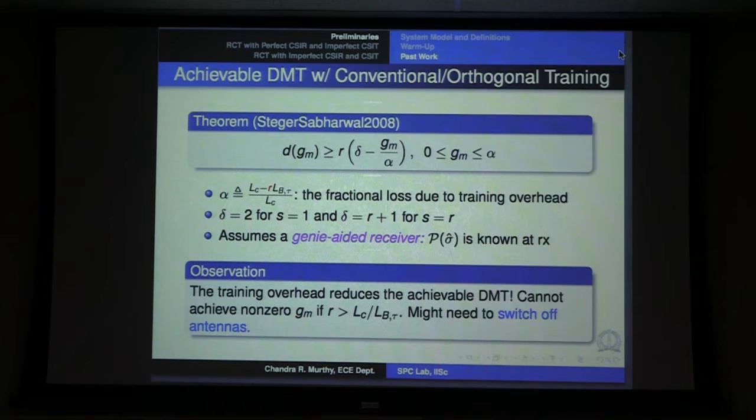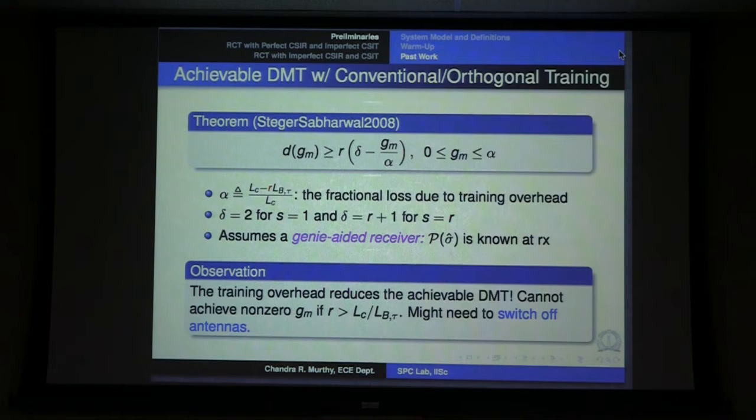And if you use S equals R, then delta turns out to be R plus 1. So that's basically the result derived in that paper. And that's true for GM between 0 and alpha, where again alpha is the fractional loss. In fact, it's the fractional time available for data transmission when you account for the training overhead.